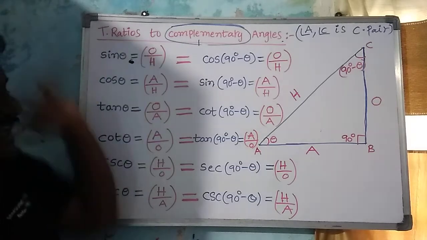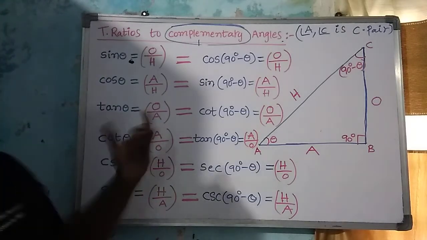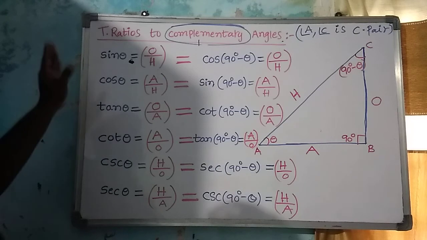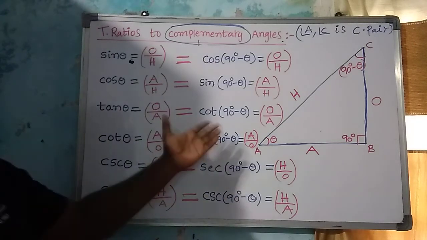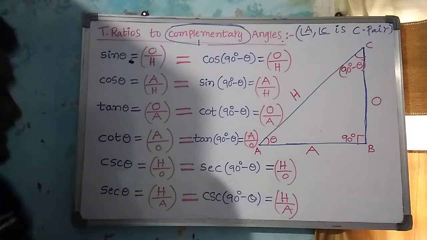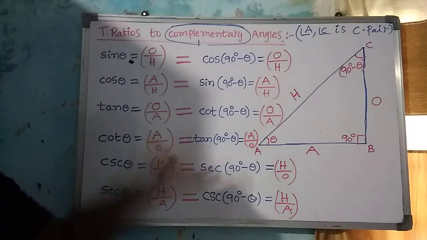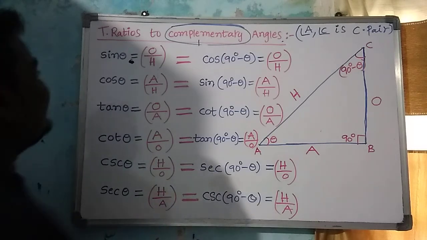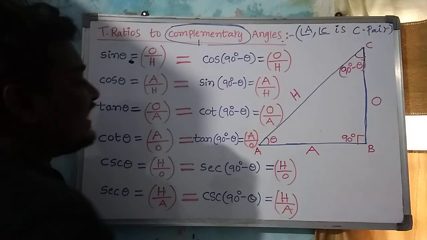This is a nice, beautiful concept of complementary angles, which makes our life simple. Sin theta equals cos 90 minus theta, cos theta equals sin 90 minus theta, tan theta equals cot 90 minus theta, cot theta equals tan 90 minus theta, cosecant theta equals secant 90 minus theta, secant theta equals cosecant 90 minus theta. Clear? We are generalizing a relationship between these things. I can generalize like this.